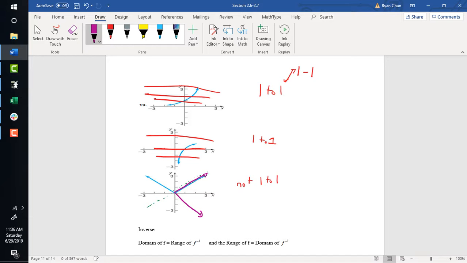So the reason why it's not 1-to-1 is, notice if I graph my inverse, which is in purple as you can see, it will not pass the vertical line test. My inverse is in no way a function. So again, that's what 1-to-1 means. 1-to-1 means that if you flip it, your inverse has to be a function as well. So in that case, my absolute value is not 1-to-1 because the inverse clearly is not going to be a function. Okay.